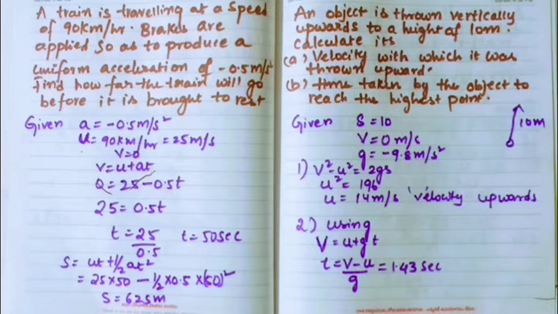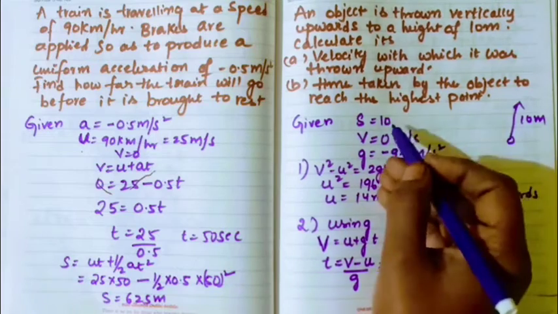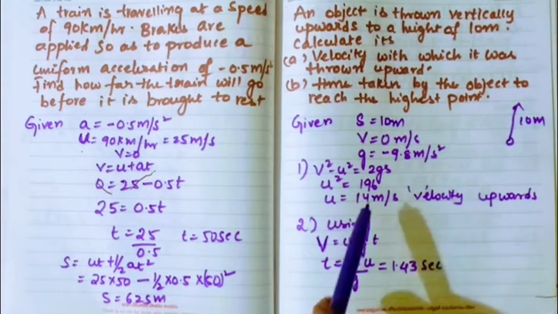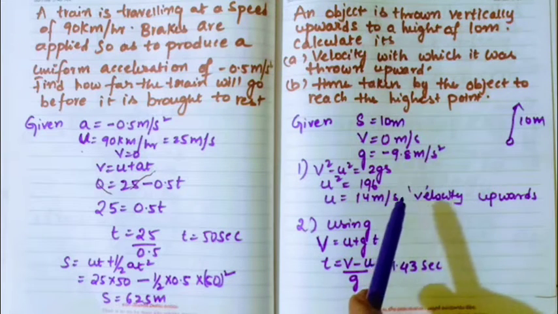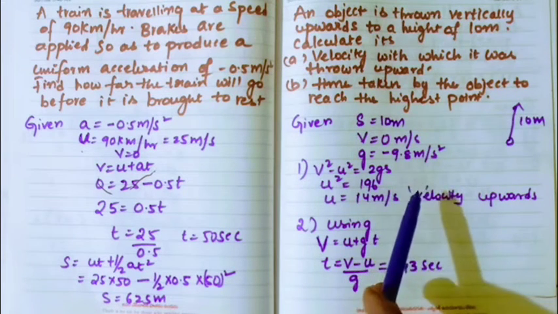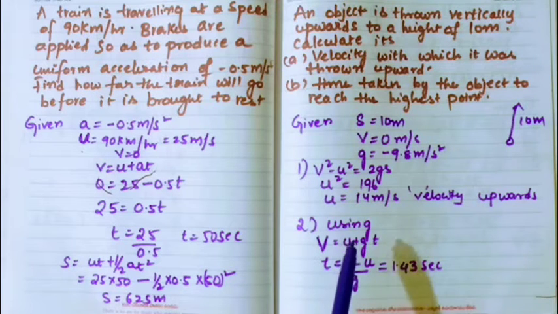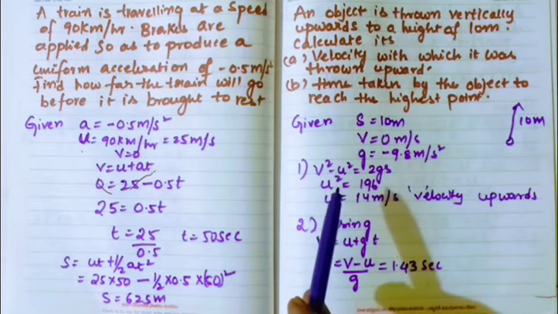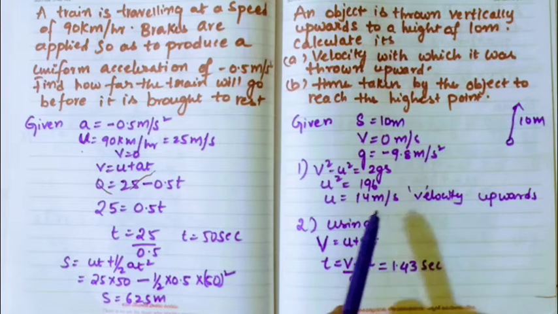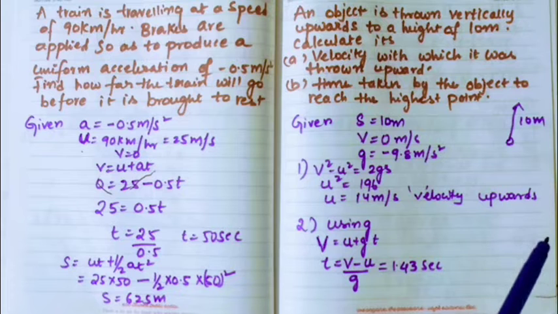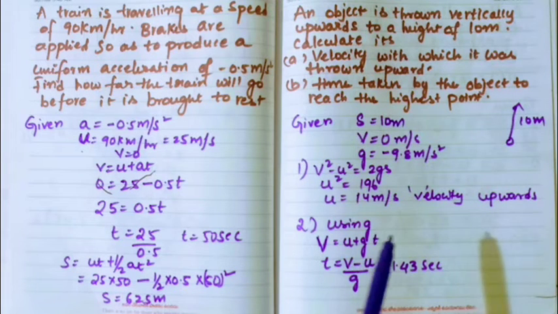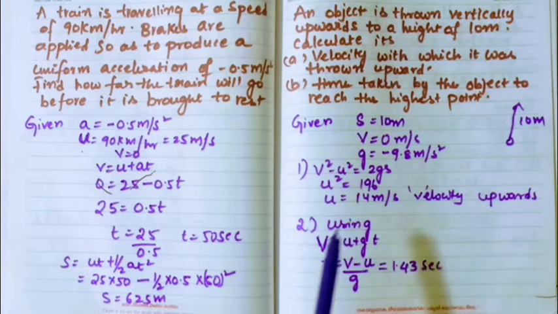So s is equal to 10 meters here, and v is equal to 0 meters per second, the final velocity is 0. g is equal to minus 9.8 meters per second square. So using the equation v square minus u square is 2gs. Actually it is 2as, but when problems come like against gravity, or when gravity is involved, we take 2gs instead of a. So after solving we get u is equal to 14 meters per second.